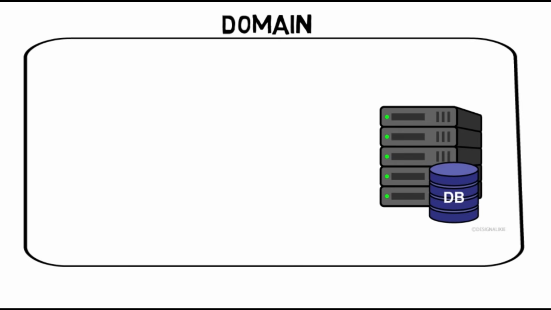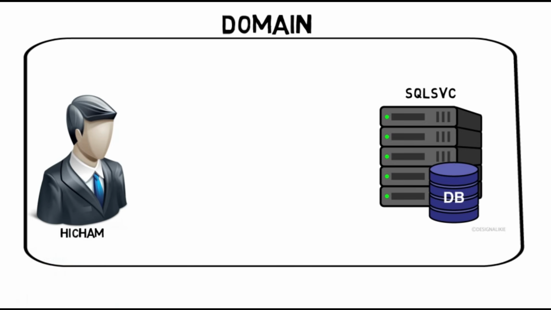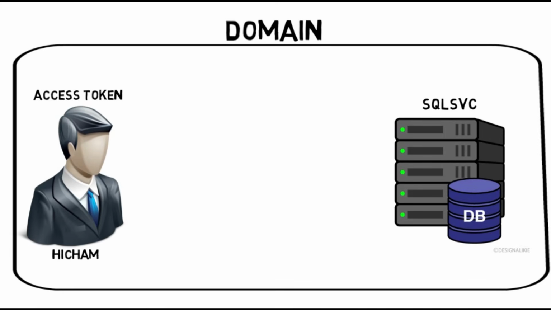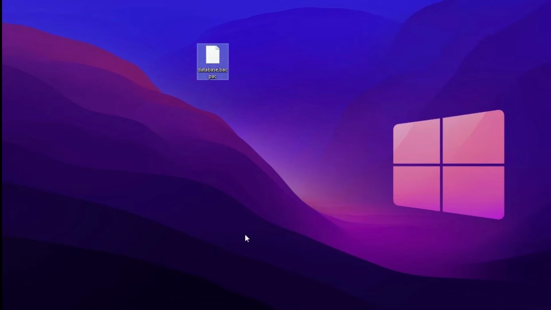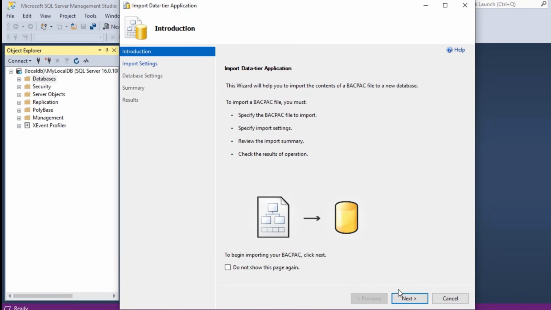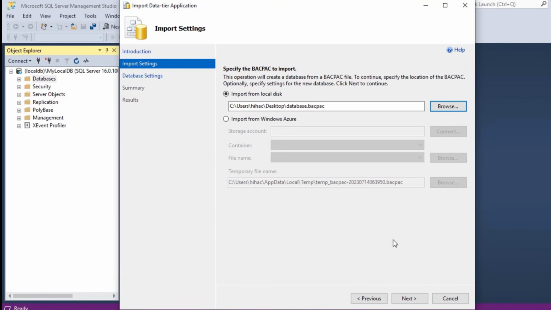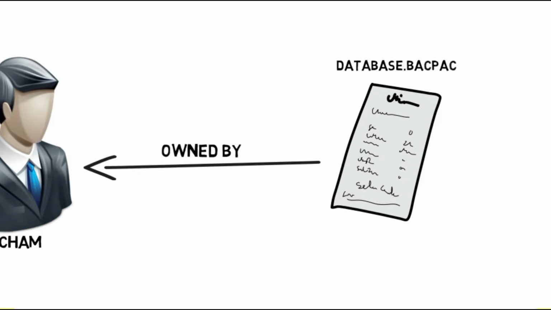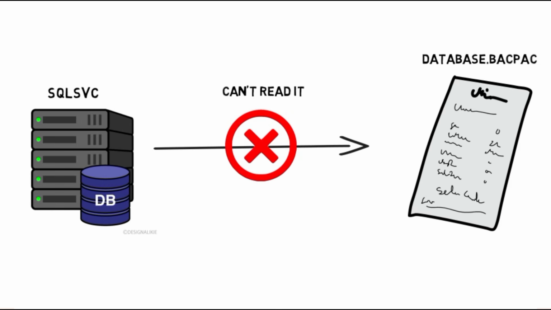Let me give you an example. Imagine that you have an MSSQL service in your domain, and this MSSQL service runs under a user called SQLSVC. Now I am the user Hisham. I have successfully logged into my account and a primary access token is set to me. Now, as the user Hisham, I have a file called database.backpack on my desktop, which is an MSSQL database file, and I want to import it to the MSSQL app. Well, obviously, I will go to the MSSQL app, import the file, and there you go, we've got the database from the database.backpack file. But wait a minute, the database.backpack file is owned by me, which means the SQLSVC user doesn't have the privileges to read it.